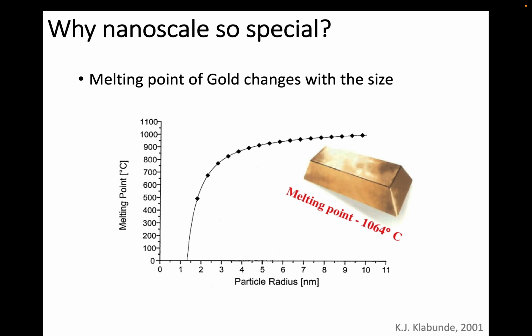But if we make a gold nanoparticle that is very, very small, like the radius is only about, let's say, 2 nanometer, maybe a little bit less than 2 nanometer, for this size the melting point is only about 500 degrees, right? So this clearly tells you, as you scale down, the material properties you observe at bulk scale can be drastically changed, right? These are just some examples.